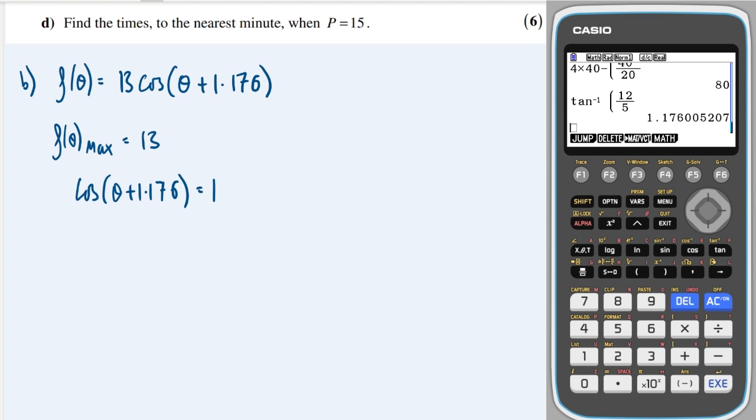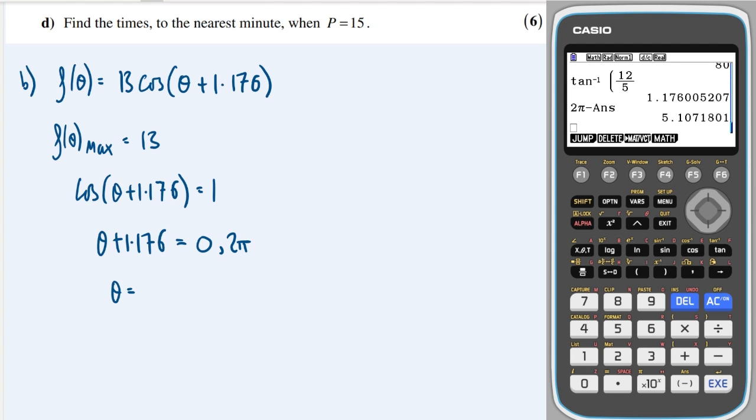And cos is 1 at 0, but that's not the answer I need, because if that's equal to 0, then I'm going to get a negative value, and it asks me for a positive one. So the next time cos of a function equals 1 will be at 2 pi. So that's the one I need to use. So my answer will be 2 pi minus 1.176. I'll just minus the previous answer, even better. Great, so 5.107.